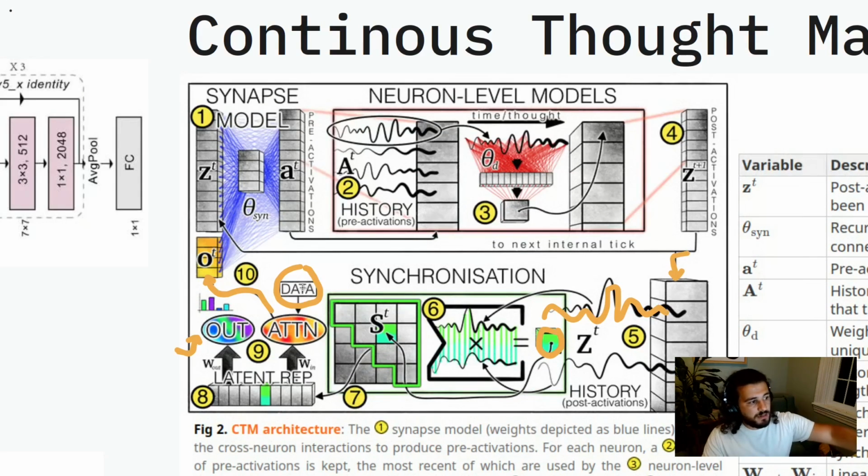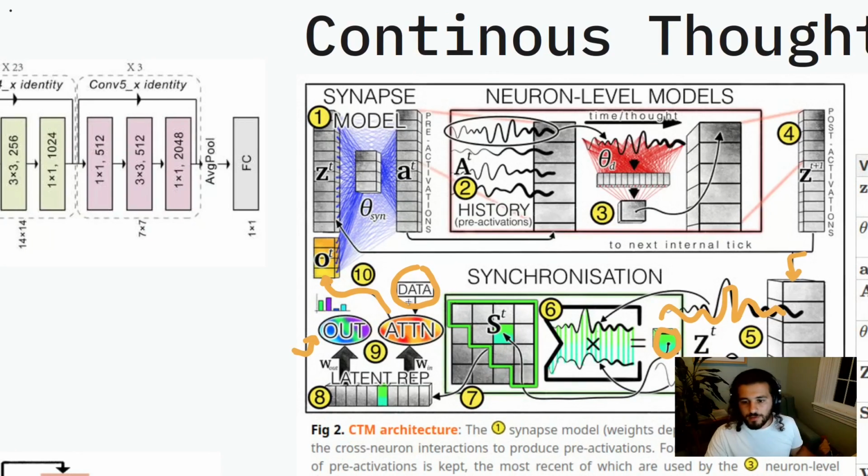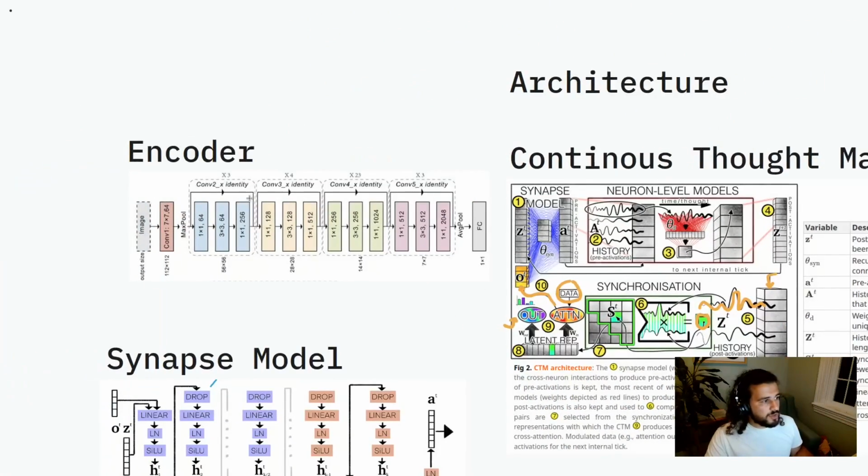Now the data here, right, it doesn't just go raw into it. It goes through some sort of encoder, right? And the encoder can be many things depending on the task at hand, right?